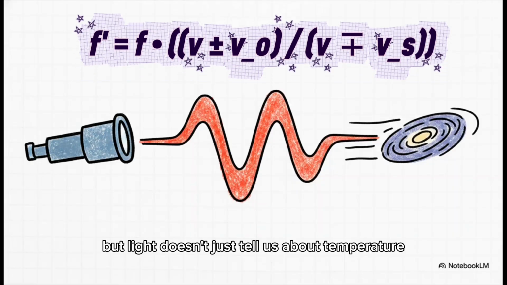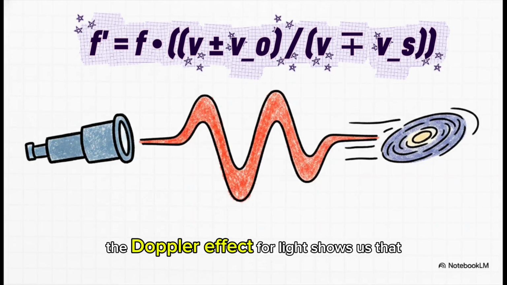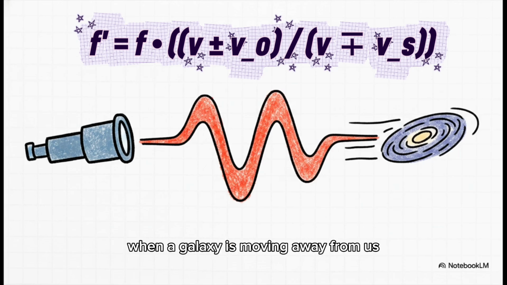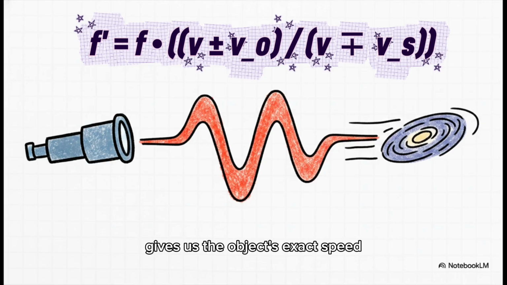But light doesn't just tell us about temperature, it actually reveals motion. The Doppler effect for light shows us that when a galaxy is moving away from us, its light waves physically stretch out, shifting toward the red end of the spectrum. Observing this redshift, where z equals the change in wavelength over the original wavelength, which also equals velocity over the speed of light, gives us the object's exact speed. And guys, this is the literal proof we have that the universe is actively expanding.